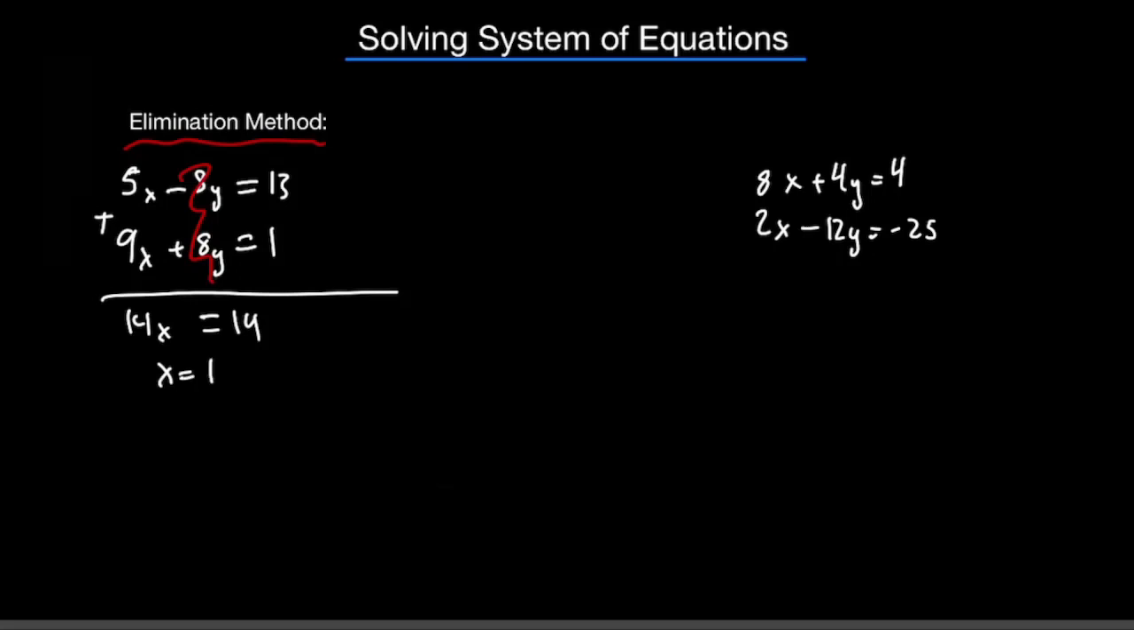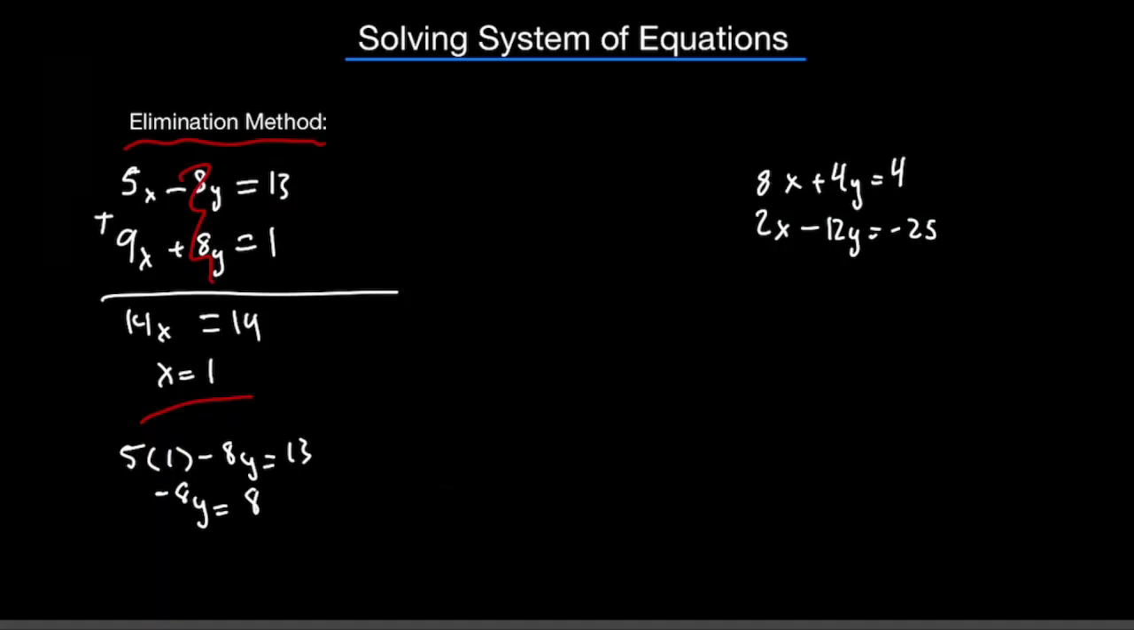Now that we solved one of the variables, we can plug this new value, x equals 1, into one of the equations. I'm going to substitute 1 for x in the first equation. So I'm going to get 5 multiplied by 1 minus 8y equals 13. Now 5 multiplied by 1 is just 5, so I'm going to skip showing that step. I'm going to subtract each side by 5, so I get negative 8y equals 13 minus 5, which is 8.